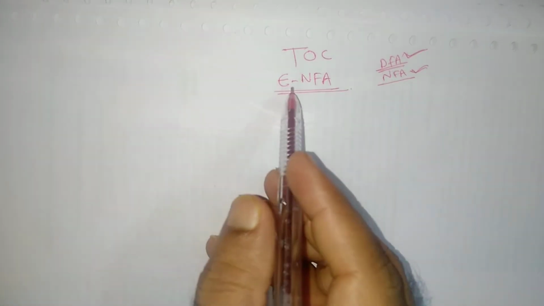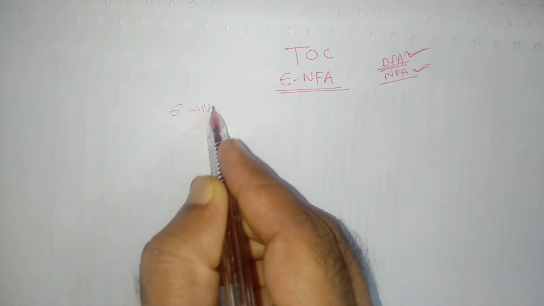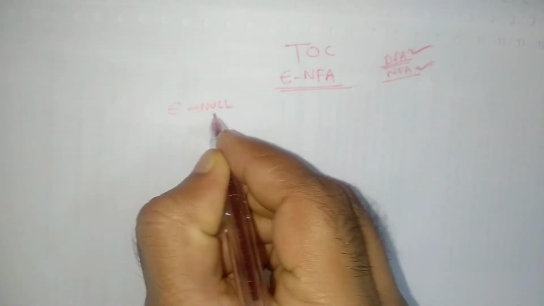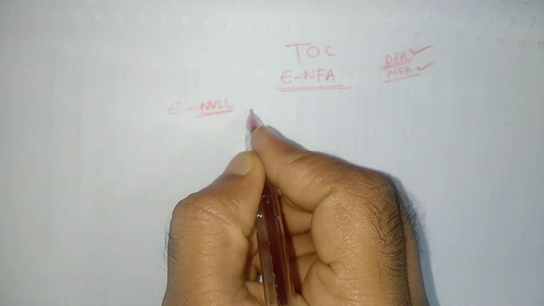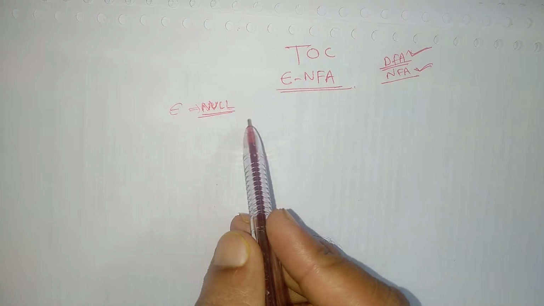Very first we'll understand what is epsilon. What is epsilon? Epsilon is nothing but null value. What is that null value? That means without any input, you are going to move the transition.